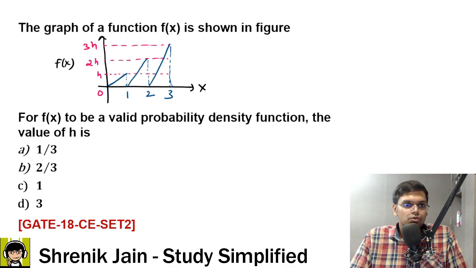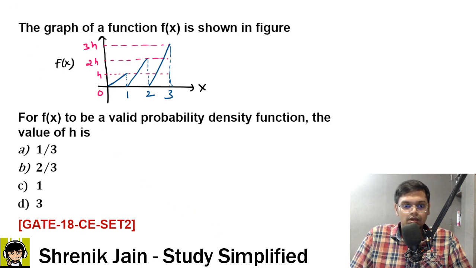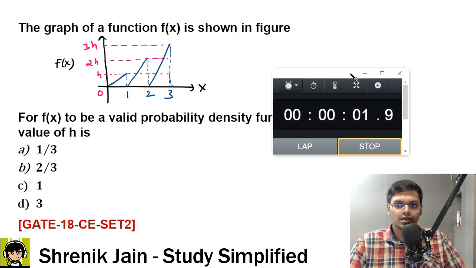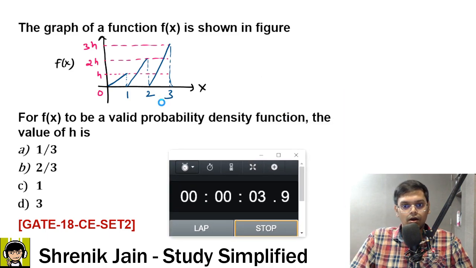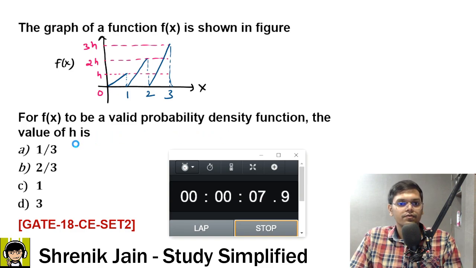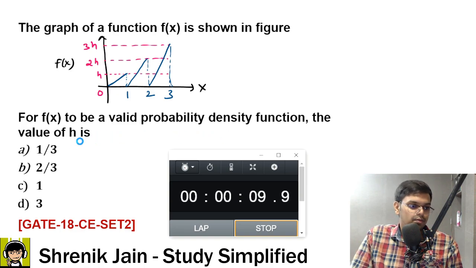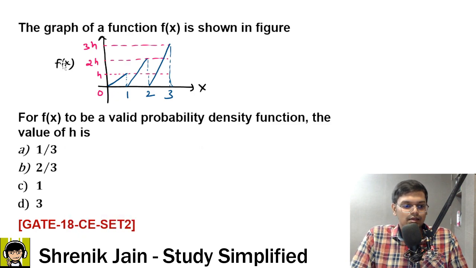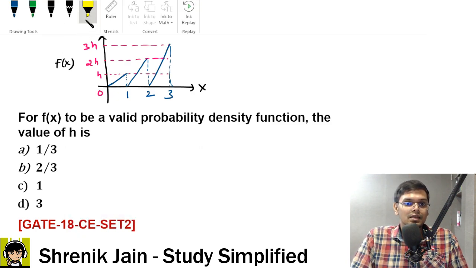Okay, try the next question. 2018 civil engineering. A graph is given. They want this f of x to be a probability density function. Then what should be the value of h? Tell me. So 5, 4, 3, 2, 1, tada. The right answer is not C. The right answer is A.